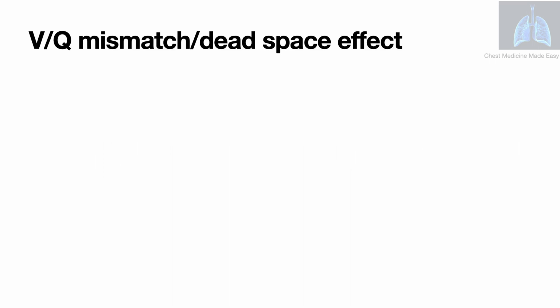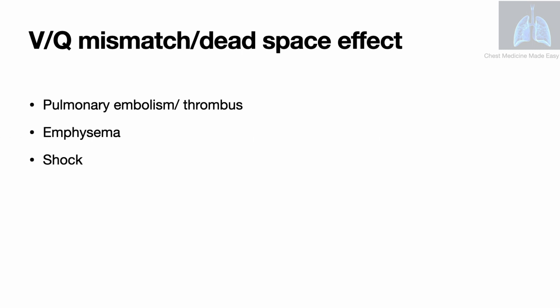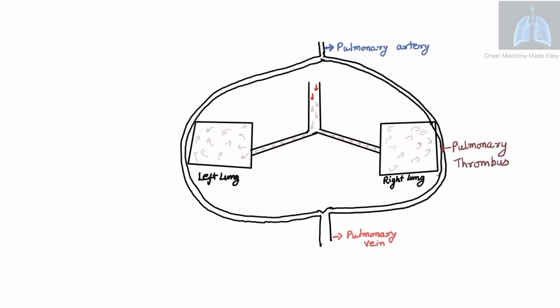Let us look at VQ mismatch or dead space effect. A good example here would be pulmonary thrombus or embolism, emphysema, shock. So let us look at the pictorial representation. So this is the same situation as before, but here you can notice that in the right pulmonary artery there is a thrombus which occludes blood flow through that side. You can also notice that the right lung is well aerated.